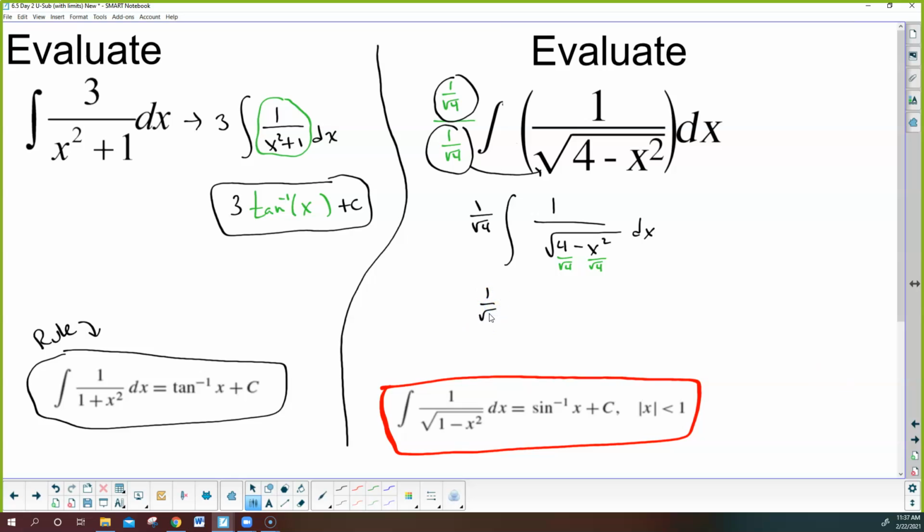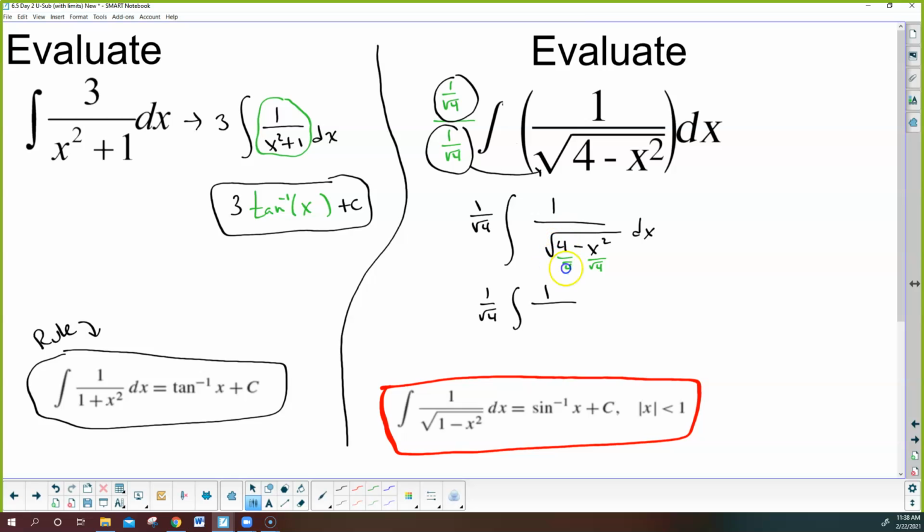So what the bottom turns into, actually, square root of 4. I don't want the square root of 4. I want this to turn into 1. No, that's right. Sorry.